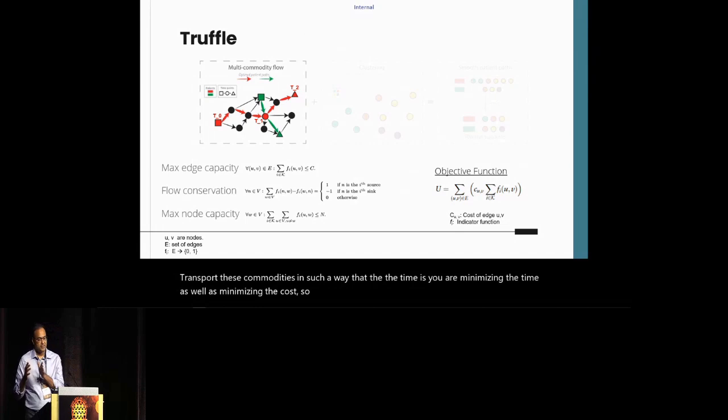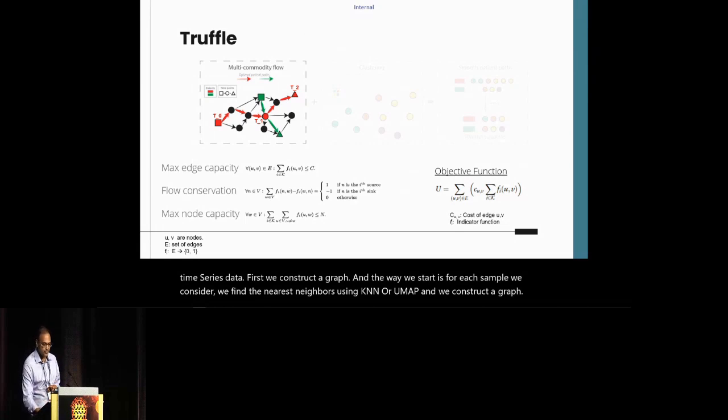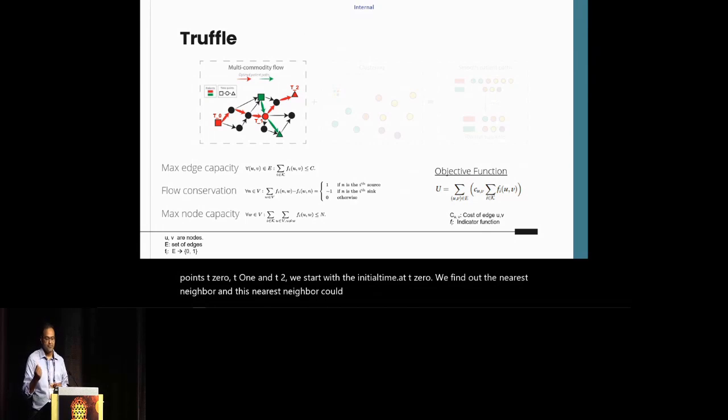Now, adapting this algorithm from operations research to time series data, first we construct a graph. The way we start is, for each sample, we find the nearest neighbors using KNN or UMAP, and we construct a graph. For example, if you have a patient in red, and the patient has 3 time points, T0, T1, and T2, we start with the initial time point at T0, we find the nearest neighbor. This nearest neighbor could be from the same patient, or it could be a sample from a different patient. By using these transitions to the nearest neighbor, we construct a trajectory for that particular patient.